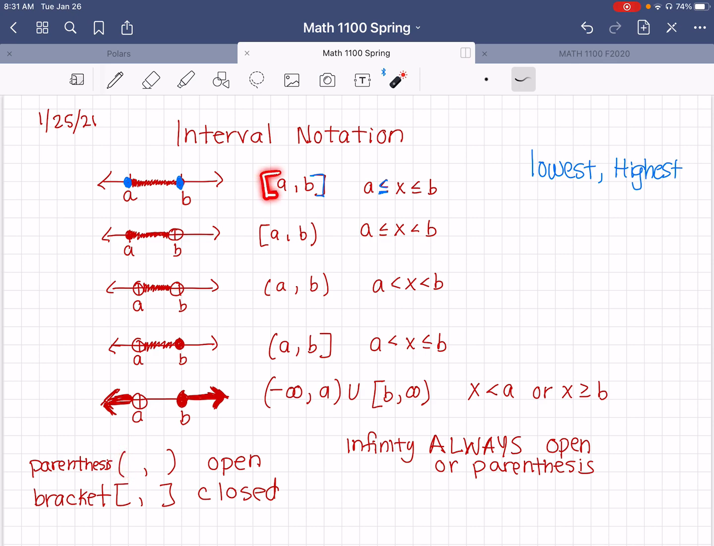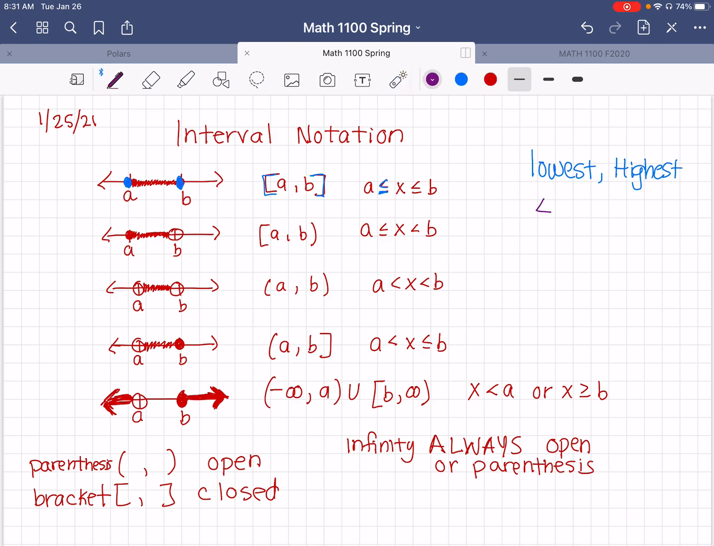So this is a bracket because it includes A, and it includes B, and it's everything in between, so we just put a comma. So A, B: bracket, bracket, with everything shaded in between. That's the same thing as saying A is less than or equal to X, which is less than or equal to B.